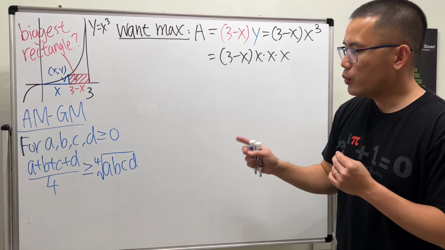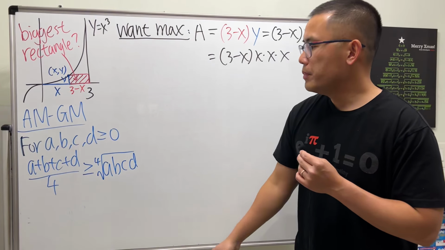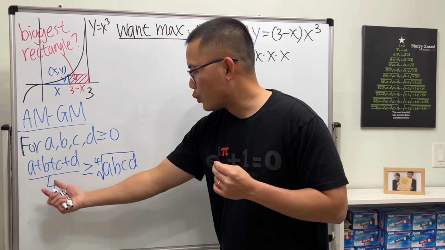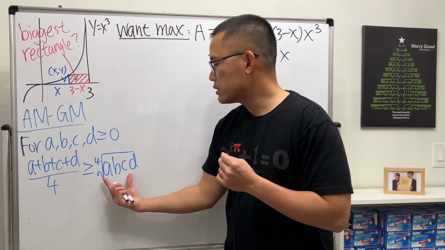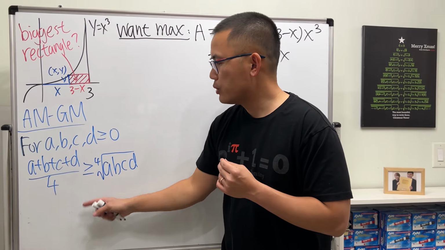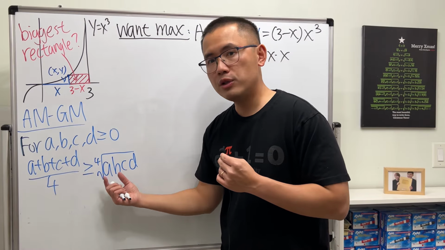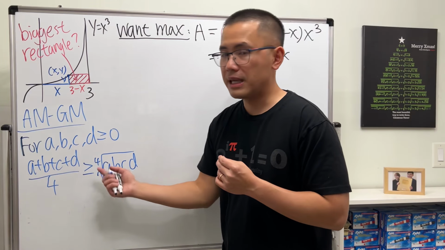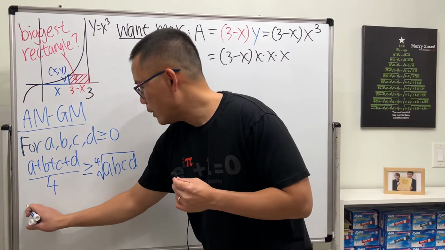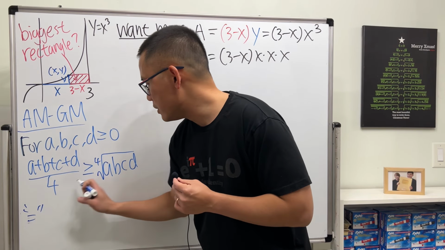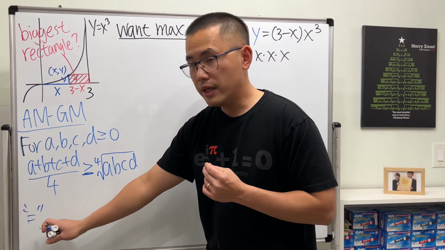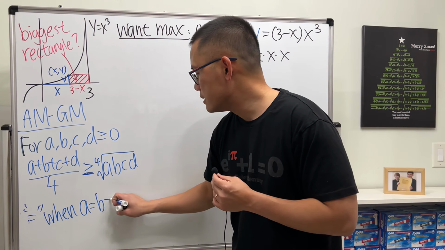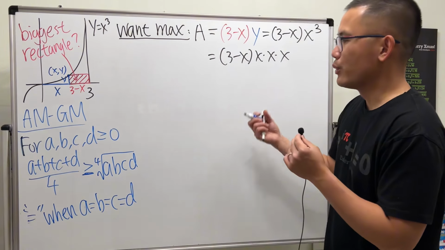And then right here, we also have to make sure of one thing, because this only gives you the bound. If you look at it backwards, then you can see that this is always going to be smaller or equal to this quantity. But you have to make sure you can actually achieve that in order for this to be the maximum. So I will tell you, we get the equality when A is equal to B, is equal to C, is equal to D, meaning they are all equal.